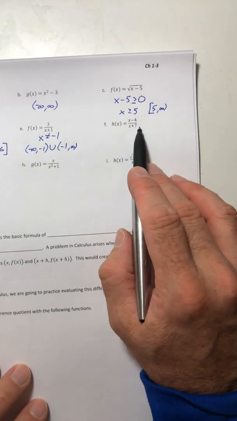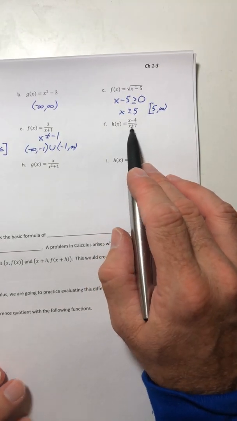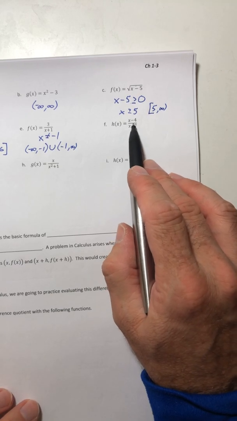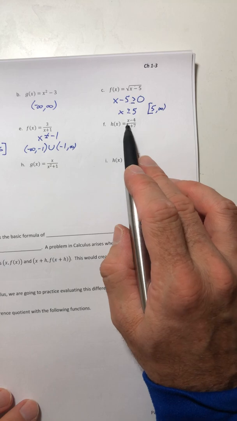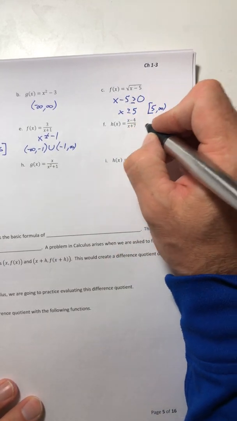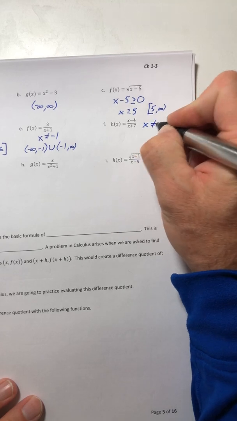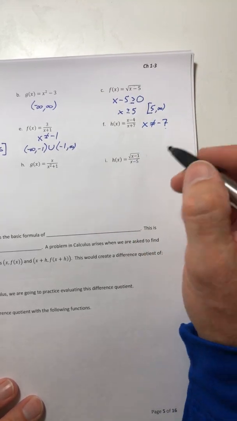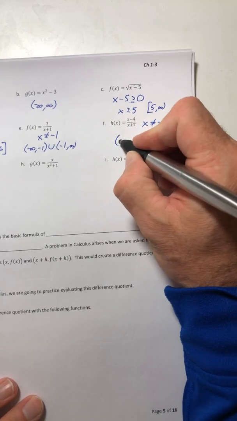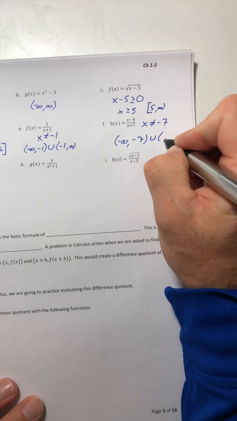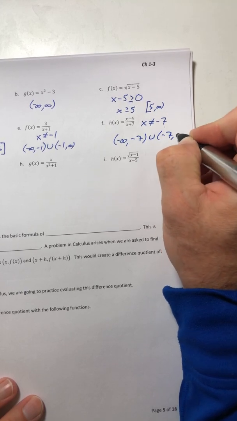So for f, again, you're really only paying attention to the denominator. You can't plug in a -7. The numerator can be 0, that's okay, just not the denominator. So x can't equal -7, and you can either write that or think it in your head. So negative infinity to -7, union -7 to infinity.